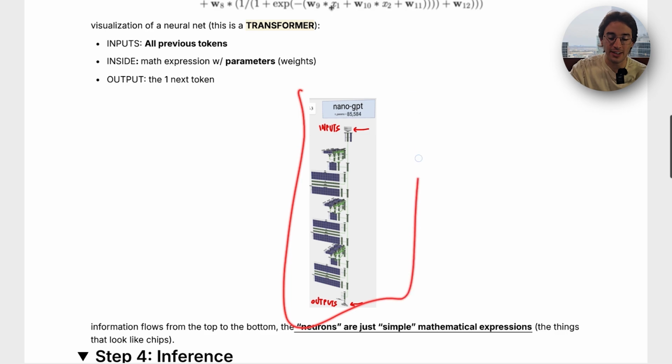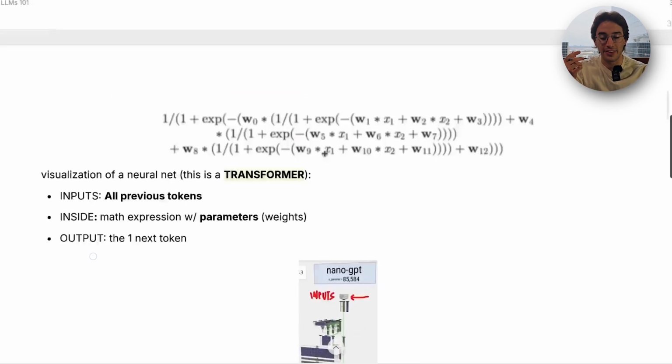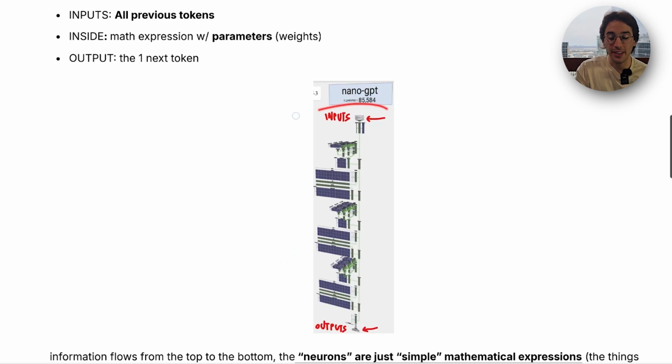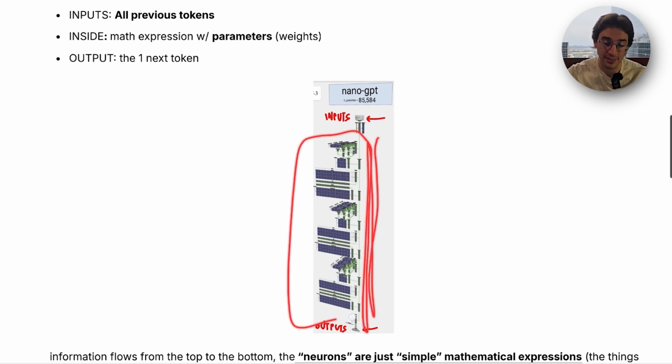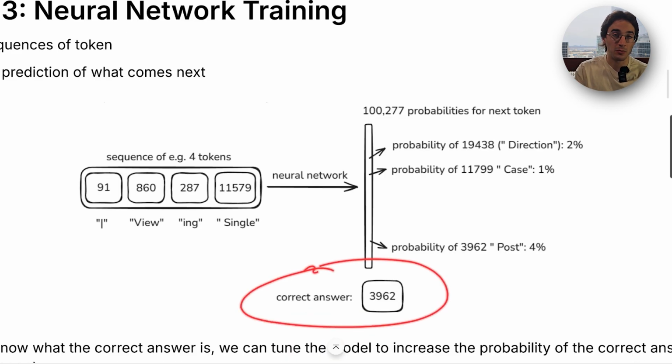This, for example, is an image of a transformer, and all of these are the parameters and weights that get tweaked and changed a little bit every single time the neural network tries to guess the next most likely token. The inputs of a transformer are all the previous tokens, a sequence of tokens. Inside are all the parameters and weights, which are mixed into this big gigantic mathematical expression to try to guess the output, which is the next most likely token.